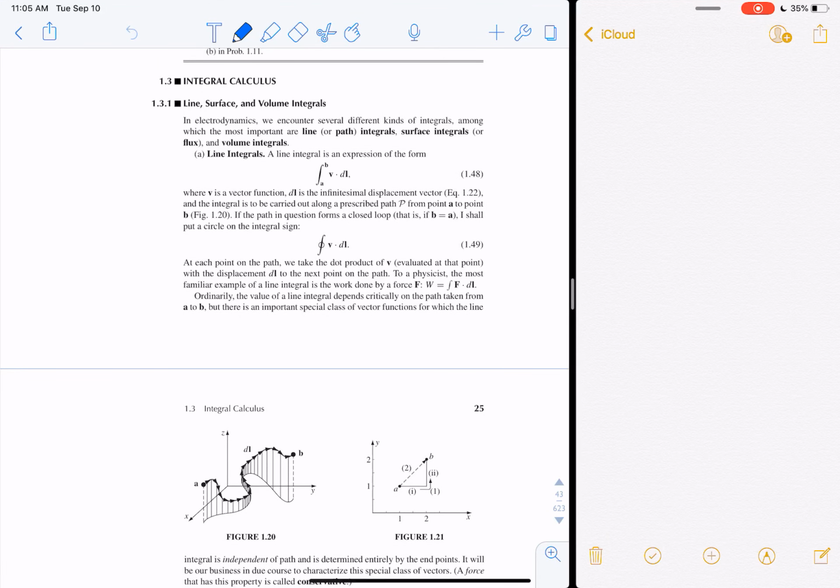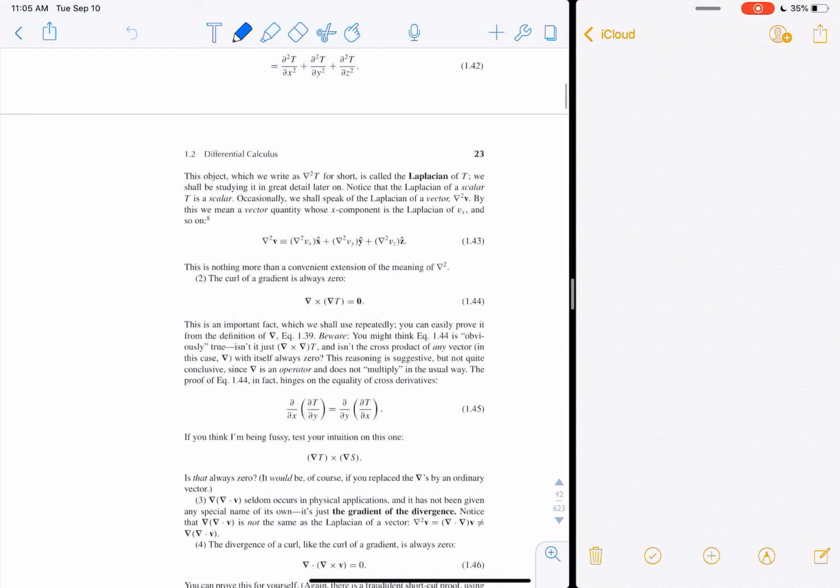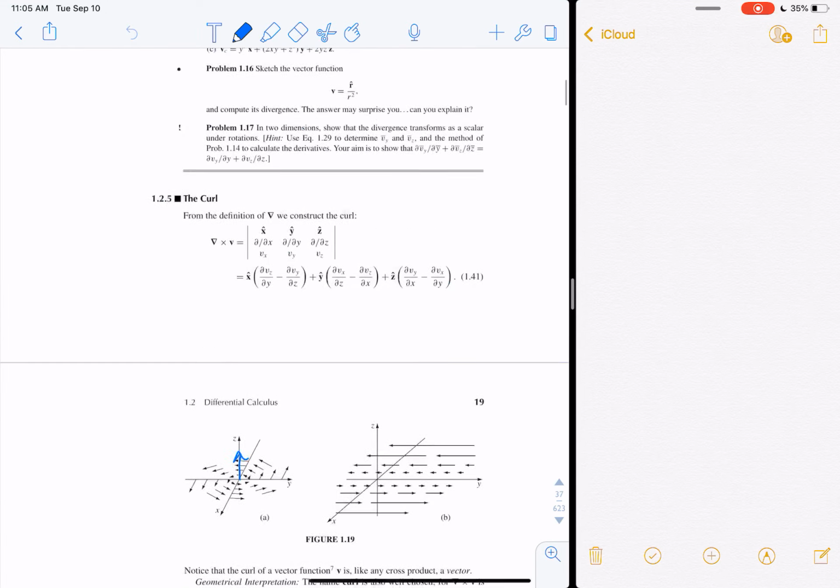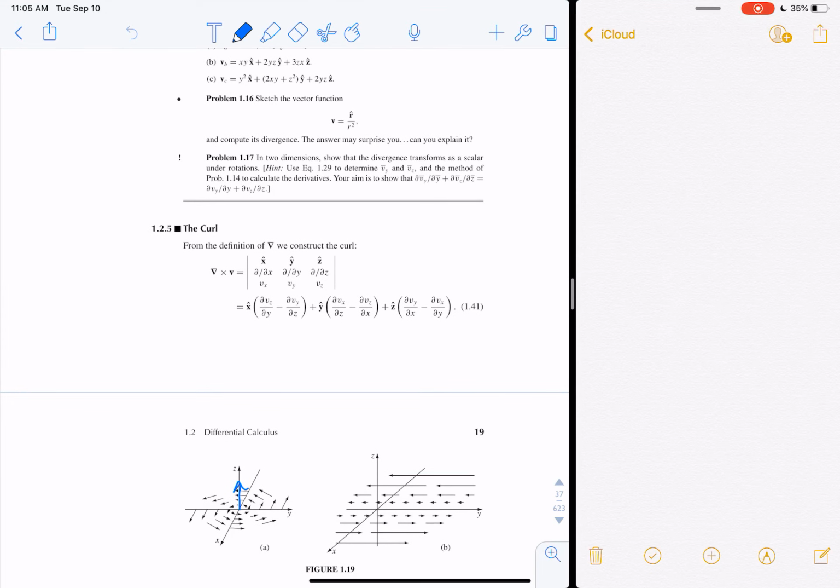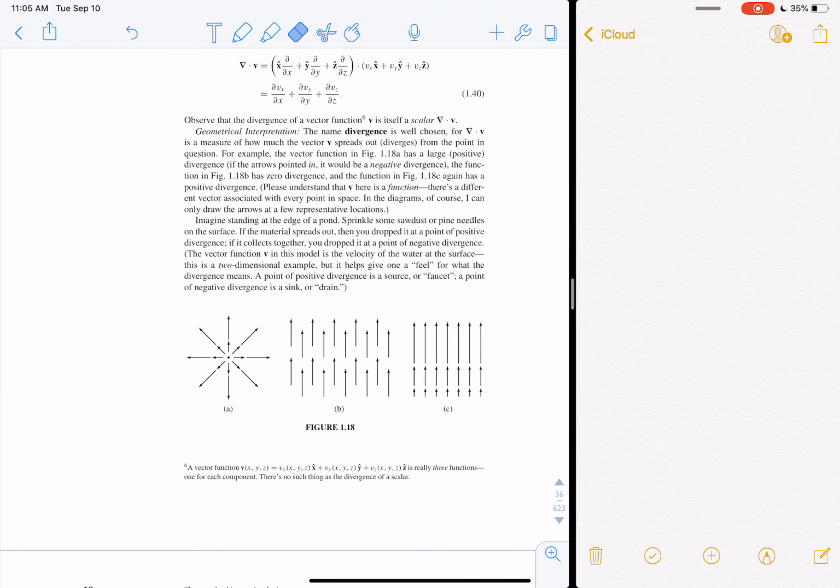Okay, let's talk about integral calculus, section 1.3. The most important thing that you're going to need to be able to do is integrate your functions, because we're going to have vector fields. And let's say if I go back to an example of a vector field here, let's find a better one. Okay, let's go to this one.